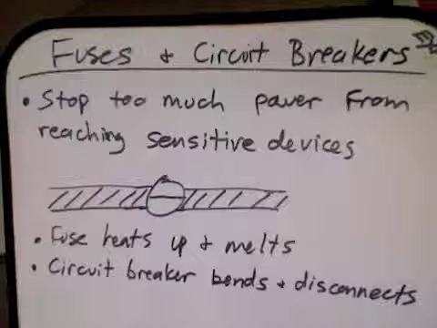A circuit breaker works in a similar way, but instead of melting, if the thing gets too much current through it, it heats up and bends, and that bending causes it to move out of the way, and the circuit is broken in that way. So these are both safety measures that are used to protect from power surges. They become very useful in a place like Tana where the power flow is very uneven.